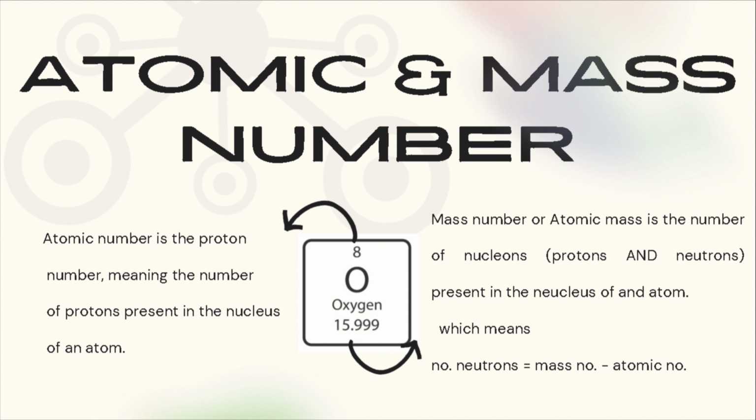Like over here we have the example of oxygen. The atomic number is 8, which means there are 8 protons, and the mass is 16. So if we want to calculate the number of neutrons, we need to subtract 8 from 16, which is 8. So 8 neutrons and 8 protons.